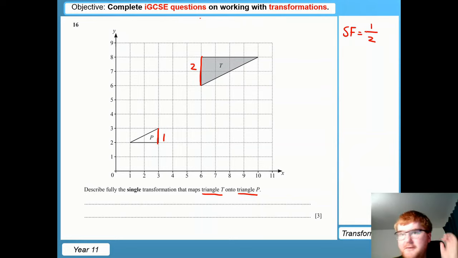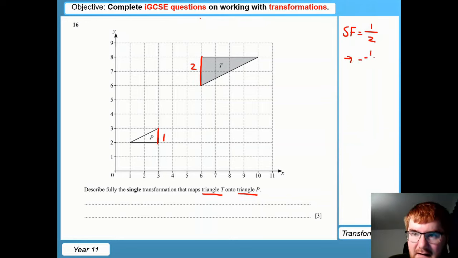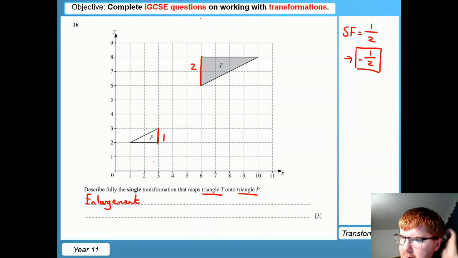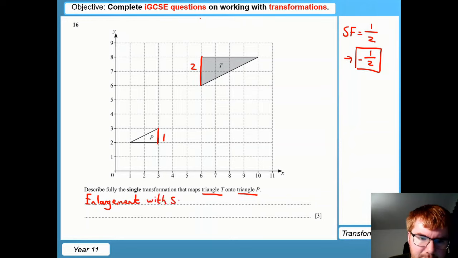So we've got a scale factor of a half, but you probably already know where I'm going with this. Because we have this rotation effect, it's going to be minus a half. So that's going to be one of the crucial factors. So we've got the enlargement here again, just like we saw in the previous question. This really shows you need to practice those negative enlargements on this course. So enlargement, and this is with a scale factor of negative a half.